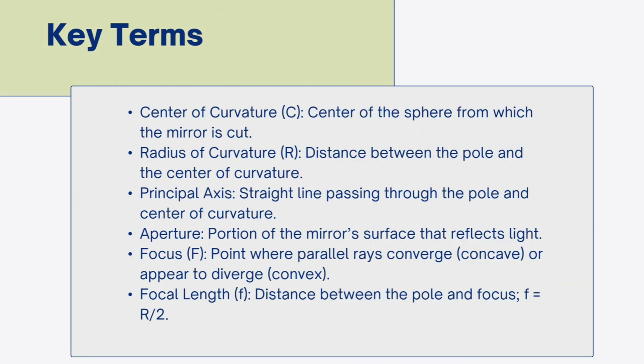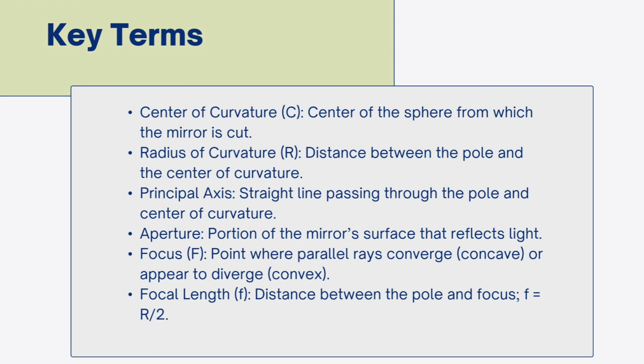Now here are the key terms. First, center of curvature. It is the center of the sphere from which the mirror is cut. Also, the radius of curvature is the distance between the pole and the center of curvature. Next, a principal axis, a straight line passing through the pole and center of curvature. Next, aperture. It is the portion of the mirror surface that reflects light. And there is also focus, the point where parallel rays converge for concave or appear to diverge for convex.